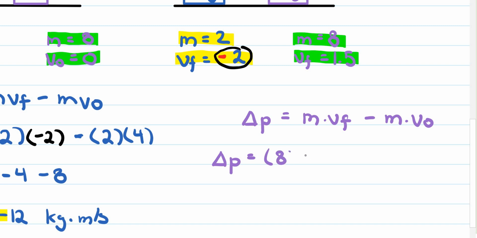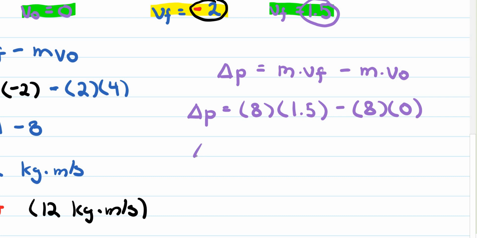So the mass is going to be 8, and the final velocity is going to be 1.5, going in the east direction, so it's positive, minus the original mass, which was 8 again, and since it's stationary at the beginning, its velocity is 0 there. So the change in momentum here is simply 8 times 1.5, which is 12 kilograms times meters per second, and since it's positive, it's going in the east direction.